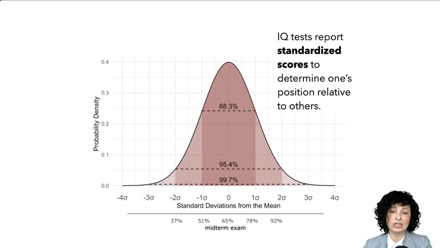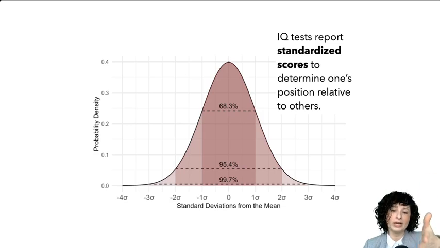Instead of using Z-scores, though, researchers and clinicians have used IQ scores. 100 tends to be the mean.